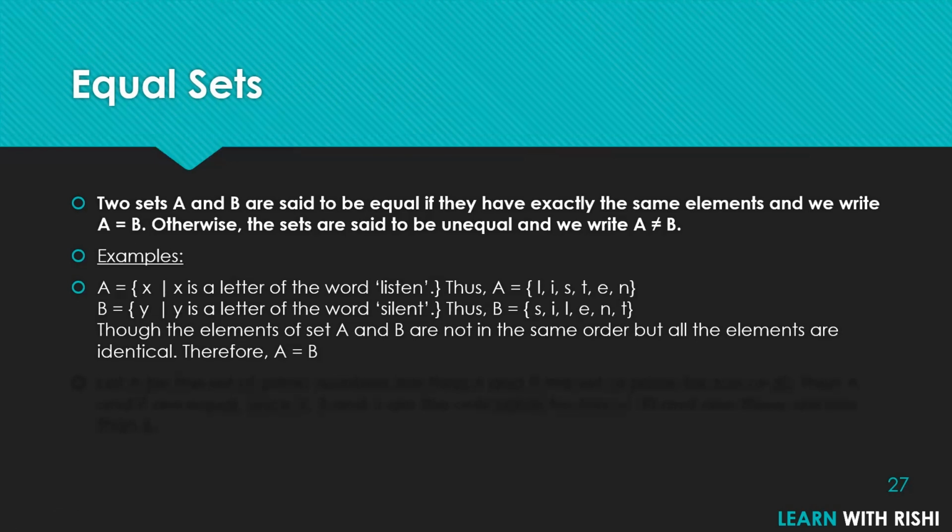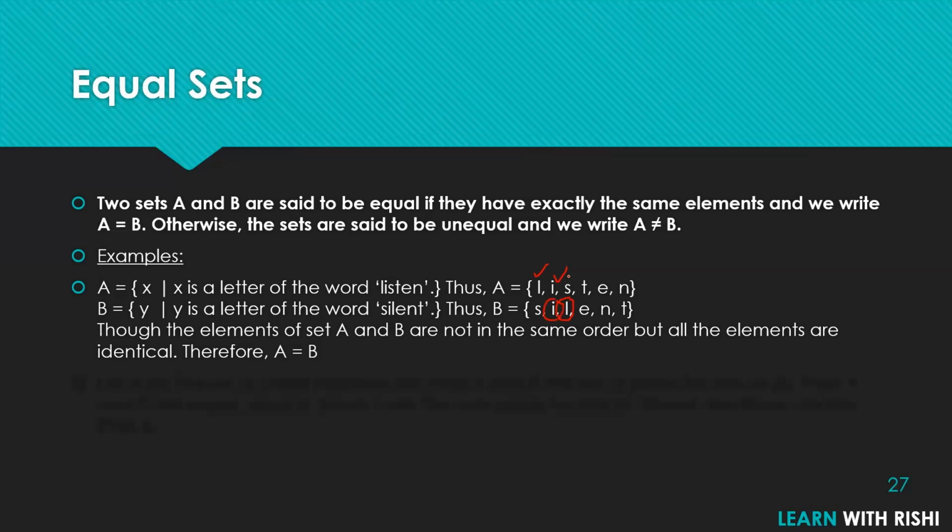Now let us see the second set, set B. Set of all y such that y is a letter of the word silent. So what will be the elements of the set? S, I, L, E, N, T. Now here you can see in set A the element is L. Also in set B there is element L. In set A there is element I. Also in set B there is element I.